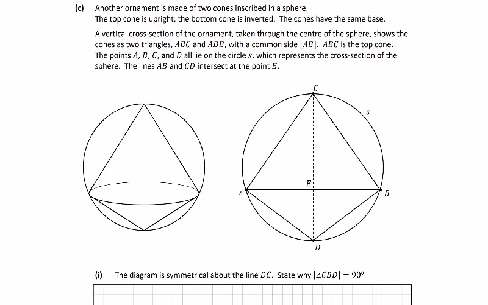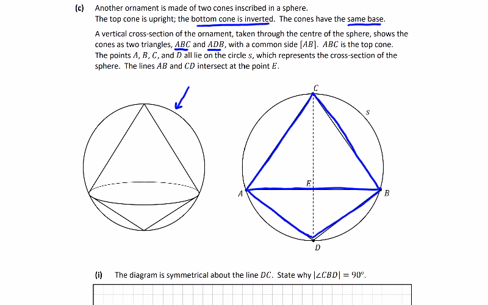Part C, we have an ornament made up of 2 cones shown here, and they have the same base, which we can see. The bottom cone's inverted, which we can see. We have a vertical cross section taken here, and we have triangles ABC and ABD. We can see that here in the triangle. ABC is this one, and then the one below, ABD, is this one.